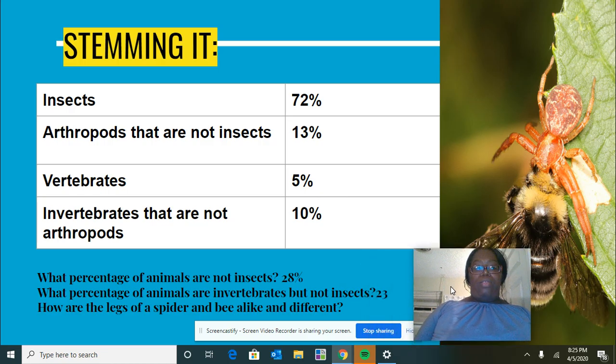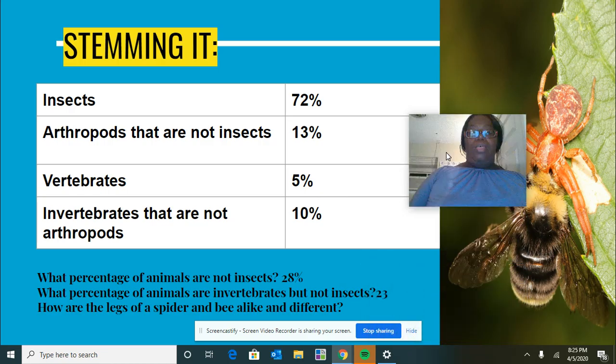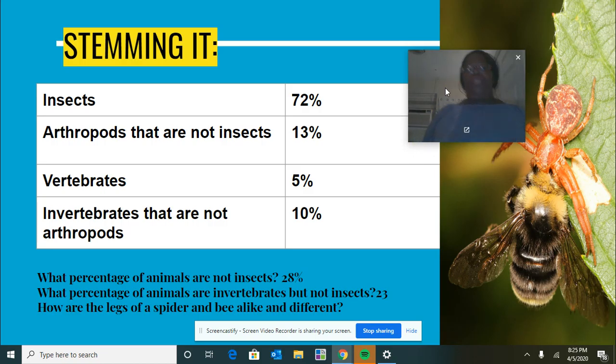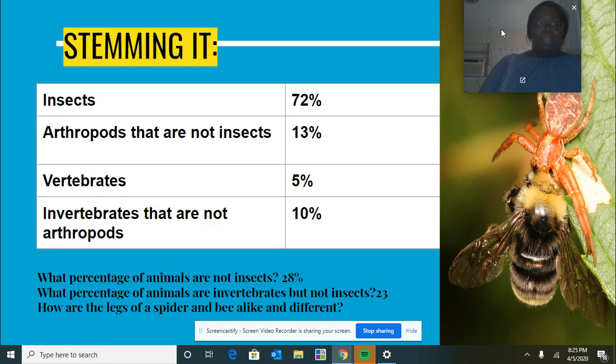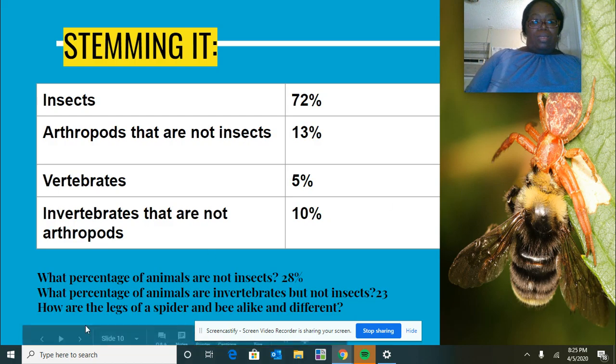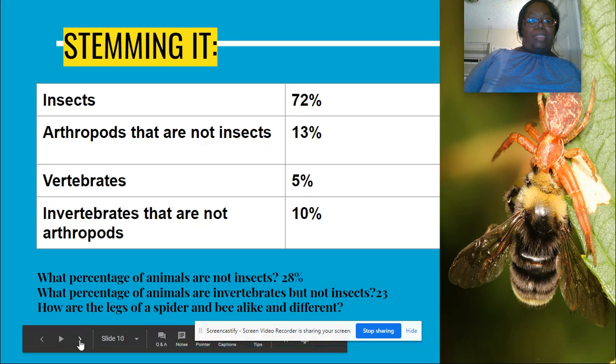You're correct. 23%. And then our next question that we want to think about, because you don't always want teachers to give you answers, is how are the legs of spiders and bees alike and different? Yes, both of them can be a little prickly. Bees have sticky legs, and spiders have legs that allow them to spin webs. And maybe some of you have even more insight about it.